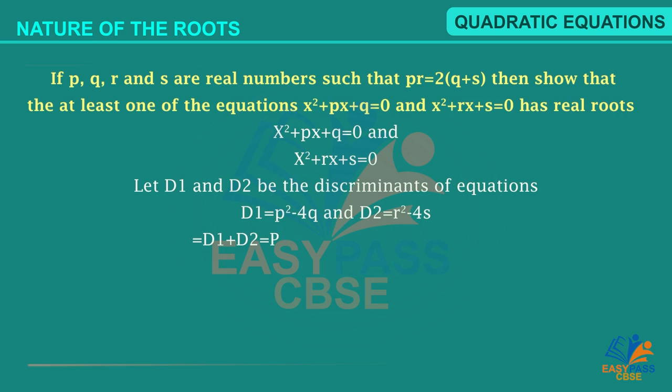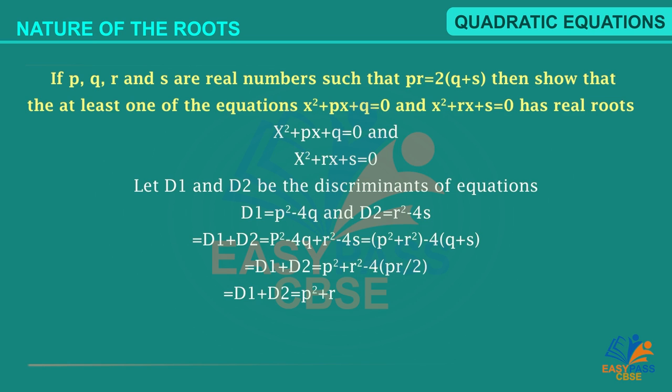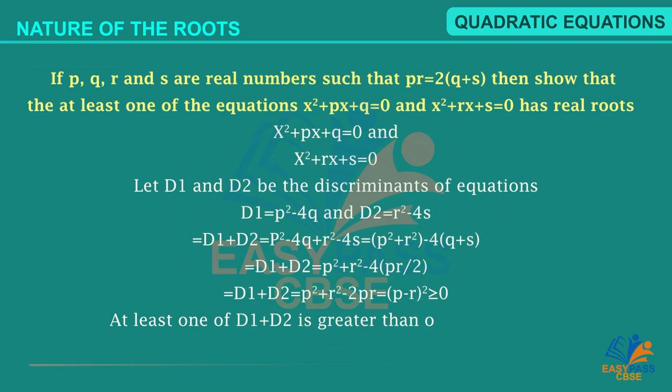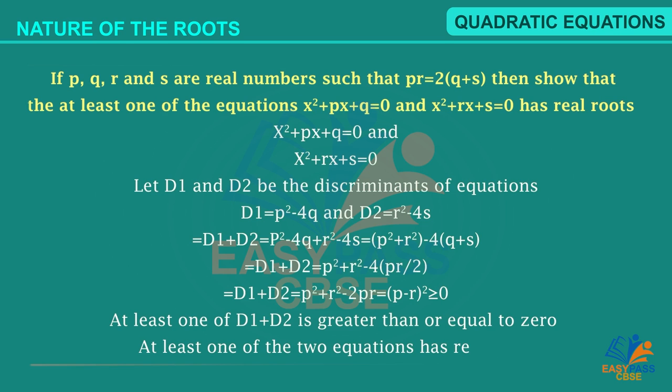Now, d1 plus d2 is equal to, if you simplify, p square plus r square minus 4 times pr by 2. But what is pr given? pr is given as 2 times (q plus s). On substituting, you get d1 plus d2 is equal to p square plus r square minus 2pr, or (p minus r) whole square. So (p minus r) whole square is greater than or equal to 0. That means d1 plus d2 is nonnegative. The sum of the two numbers being nonnegative means both cannot be negative. That means any one of them must be nonnegative, or both of them. If d1 is nonnegative, then the first equation has real roots. If d2 is nonnegative, the second equation has real roots. If d1 and d2 both are, both equations have real roots. And this question is a very, very important application question.